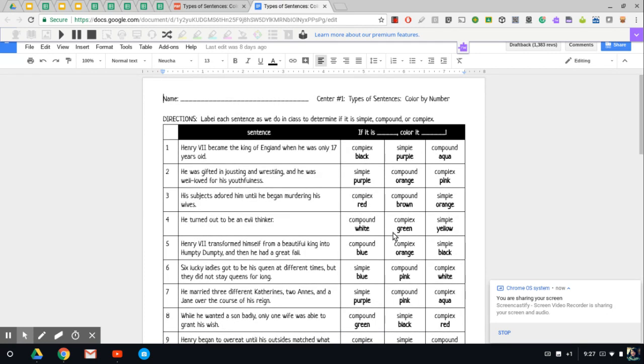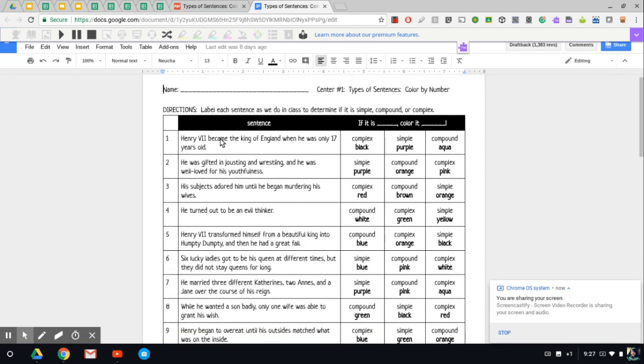So let's go up here and do one example together. Oh, I found a typo already. All right, this should be Henry VIII. Henry VIII became the King of England when he was only 17 years old. So the first thing I would rule out is I know it's not compound because I don't see a comma fanboy and I don't see a semicolon. So now I'm going to look for some phrases to get rid of.